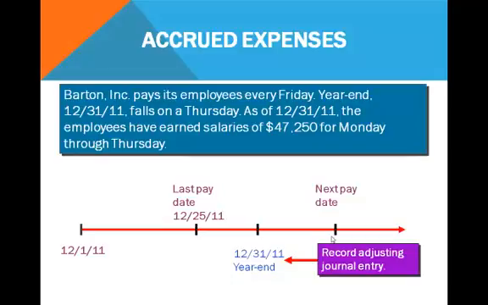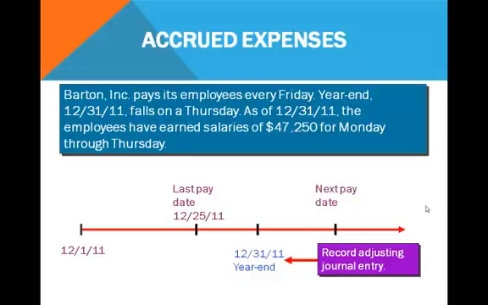So, for the end of the year, what are we going to do? We have to think about the dates. They've worked through 12/31, right? They haven't been paid since sometime in the past. In this case, it was 12/25. But the next pay date is sometime in the future. But they've already earned this pay. We owe it to them, even though we're not going to pay it to them until the next period.